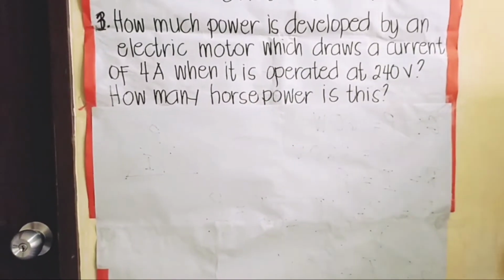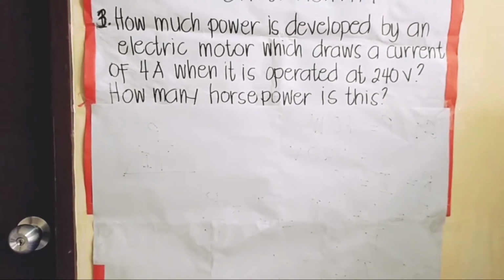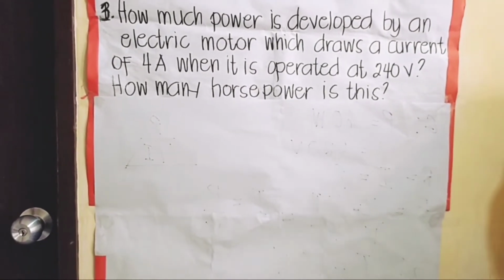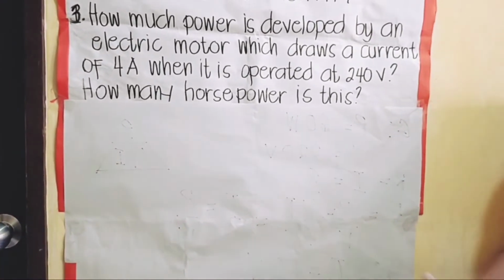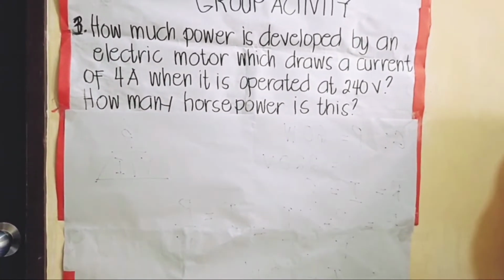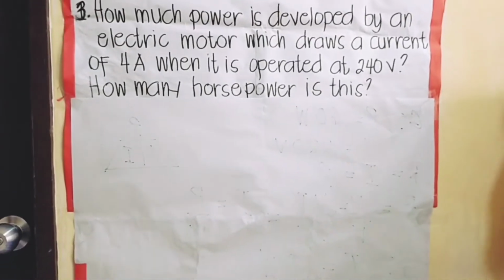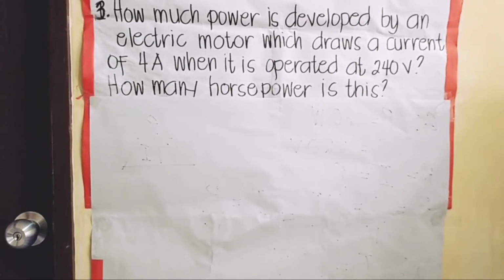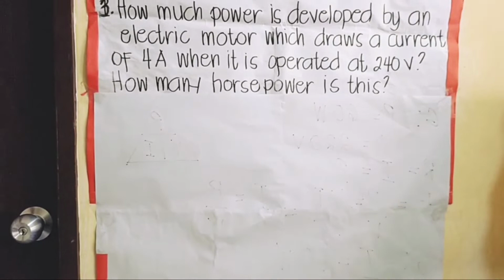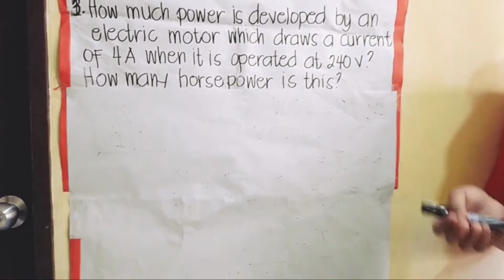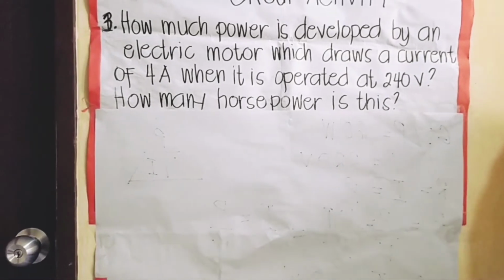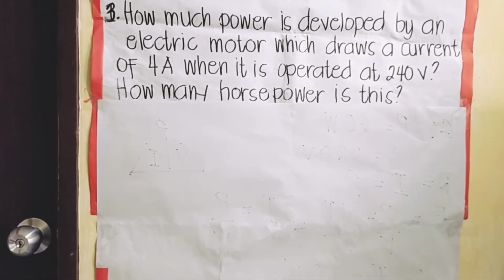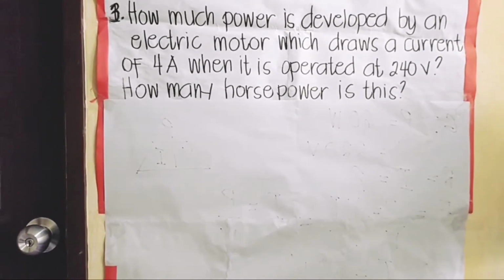Okay, the last problem we have: how much power is developed by an electric motor which draws a current of 4 ampere when it is operated at 240 volts? How many horsepower is this? So let's analyze the problem. What are the variables given in the problem? The variables given are current and voltage.